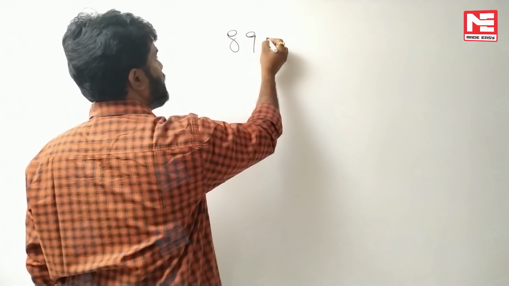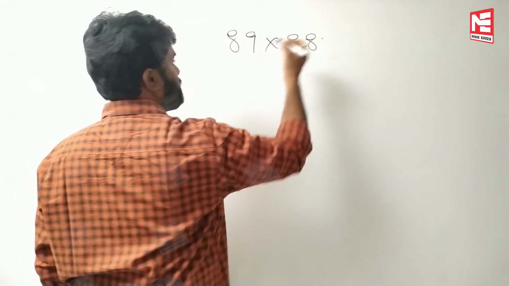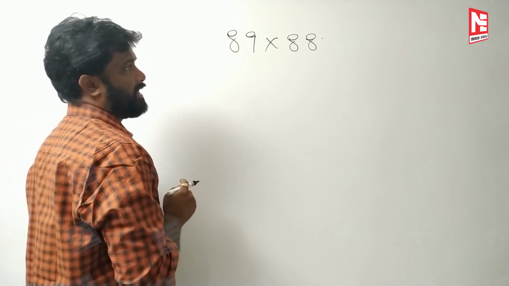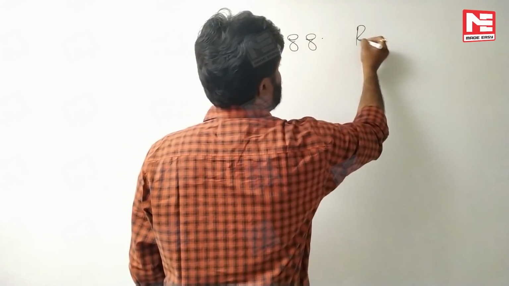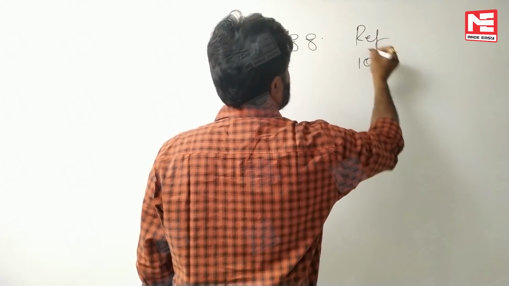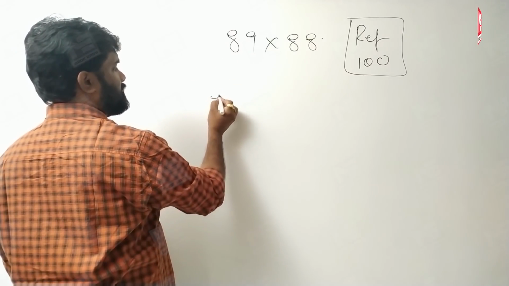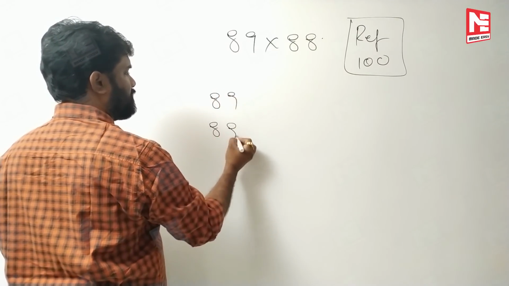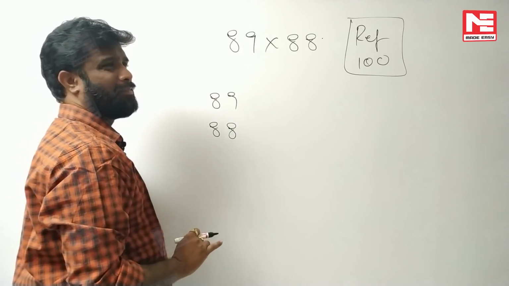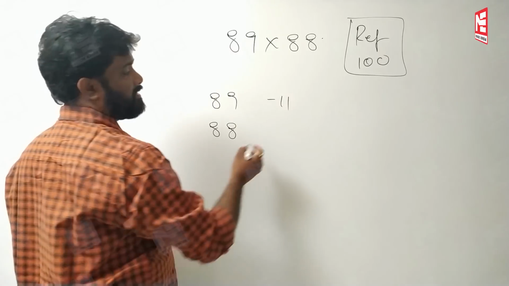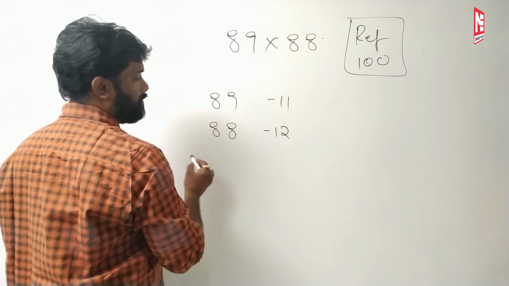Friends, you need to multiply 89 into 88. You know the reference number or base number is 100. 89 can be written as 100 minus 11, so I am writing minus 11 here. 88 can be written as 100 minus 12, so I am writing minus 12 here.